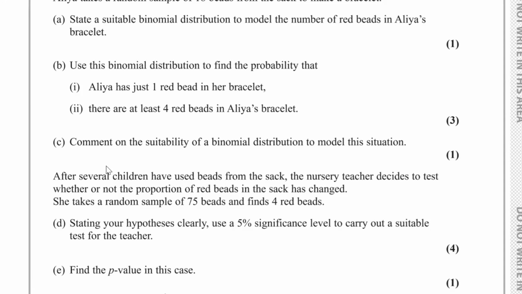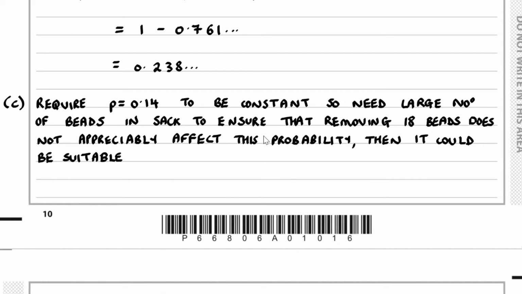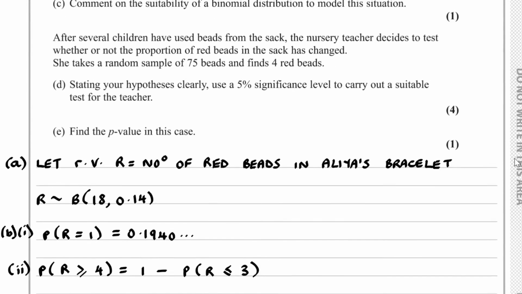Now for part C, we have to comment on the suitability of a binomial distribution to model this situation. Well, we require P equals 0.14 to be constant, so we need a large number of beads in the sack to ensure that removing 18 beads does not appreciably affect this probability, then it could be suitable.